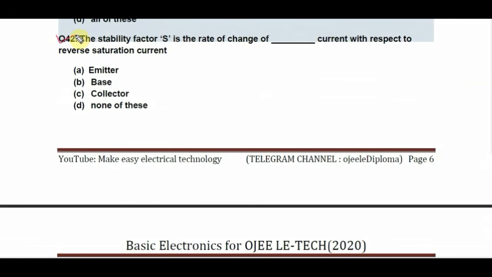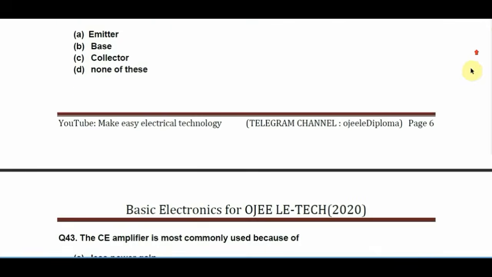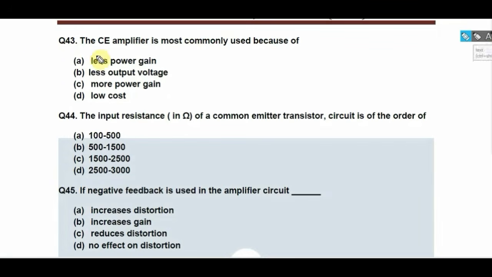In the next question, the stability factor S is the rate of change of dash current with respect to reverse saturation current. So that is collector current. Option C is the correct answer. In the next question, the common emitter amplifier is most commonly used because it has more power gain. Option C is the correct answer. This is a very important question.